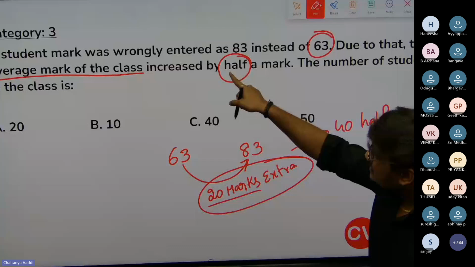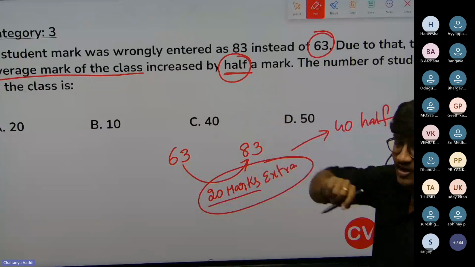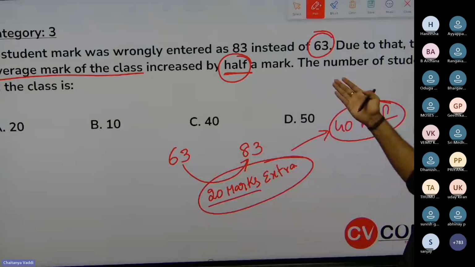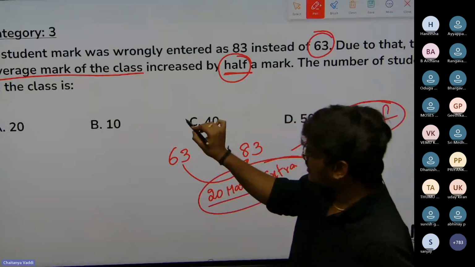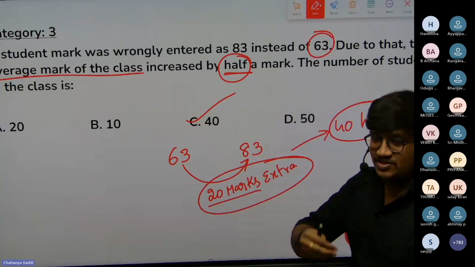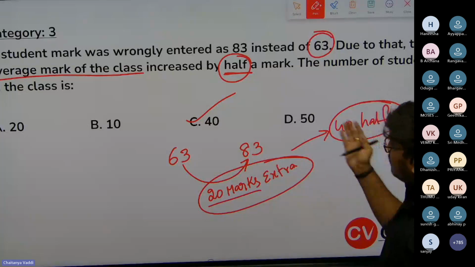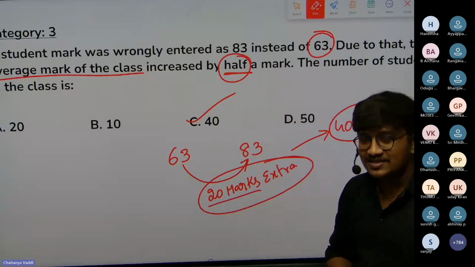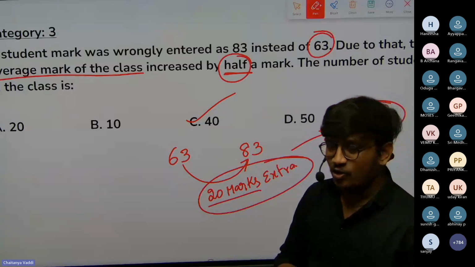So here the entire class average is increased by half. With these 40 halves, indirectly they have given the number of students in the class. The number of students in the class is 40, because each student I have given half mark. So 40 halves will be given to 40 students. That's the reason the average marks of the class increased by half mark. I hope you all are clear now.